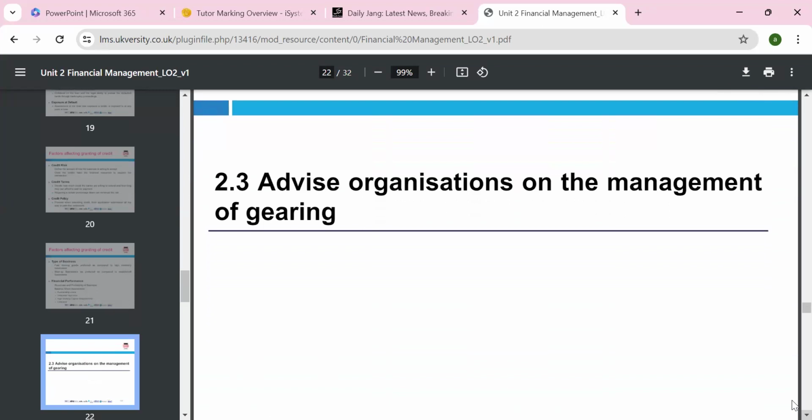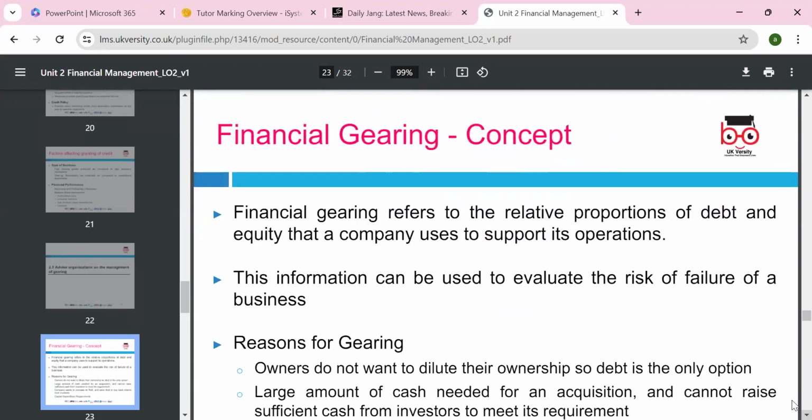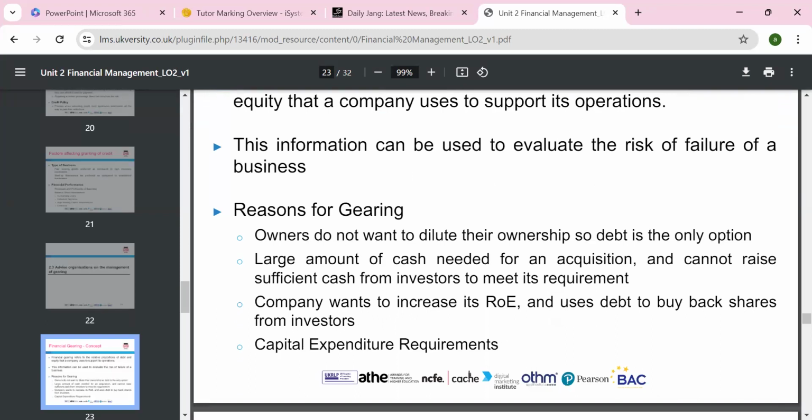Then advise the organization on management of gearing. Financial gearing refers to the proportion of debt and equity. High gear, high risk, like if you're driving in a high gear, it's a high risk. So we can calculate the ratio of debt divided by equity, or debt divided by non-current liability plus equity. Because sometimes we borrow money for the long term, so buying the asset can increase your capital. Net assets are equal to your capital, as we learned in the accounting equation.